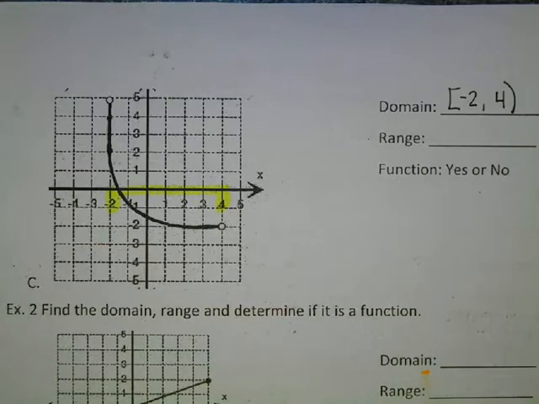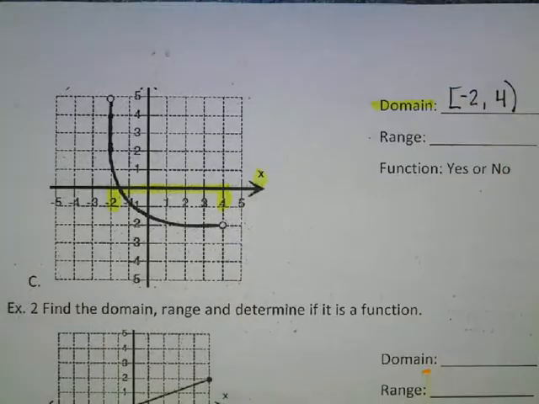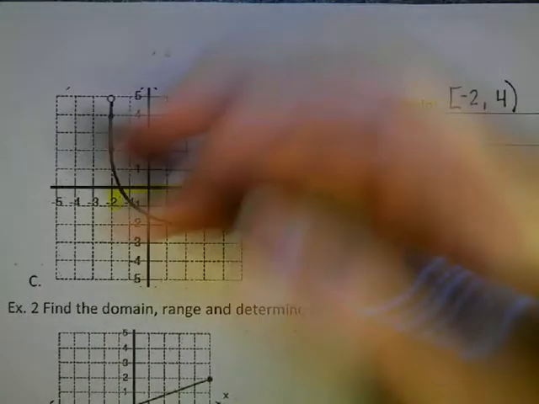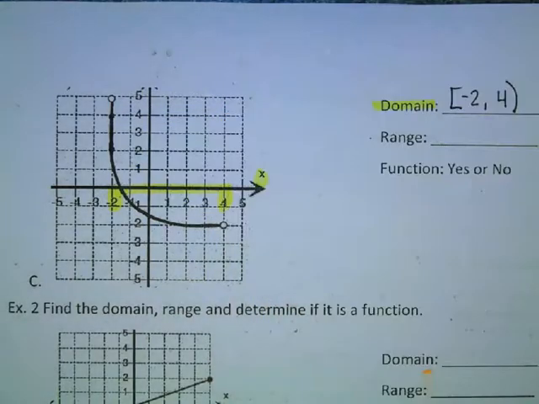Again, I'm talking on the ones that I have highlighted yellow. Domain is your x values. So that goes from -2 to 4. I know that's an open circle, but if you look under it, here would be other points on that same line that are darkened, so I would use a closed bracket.